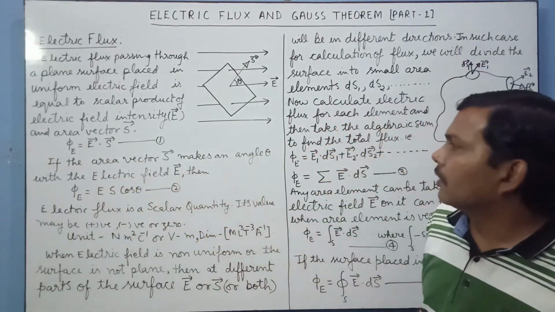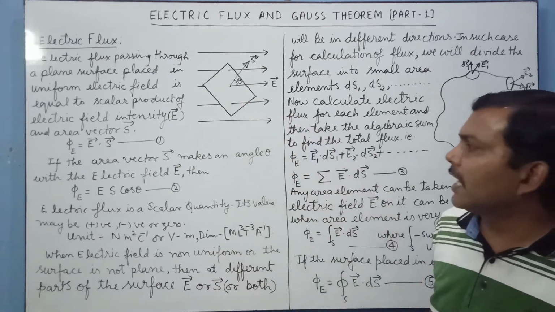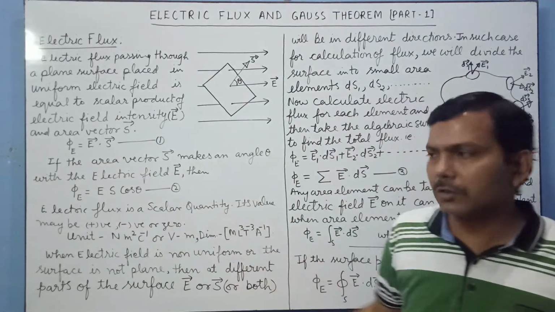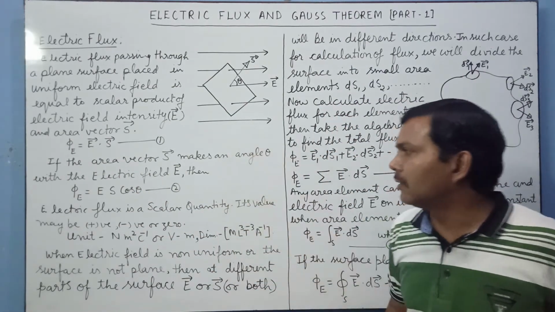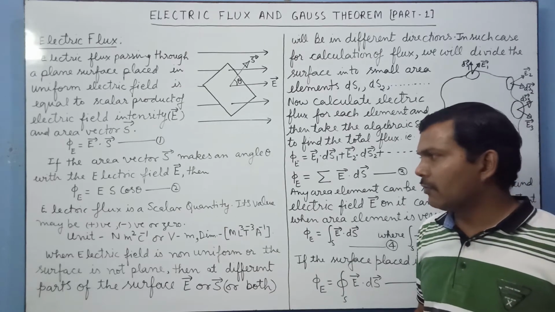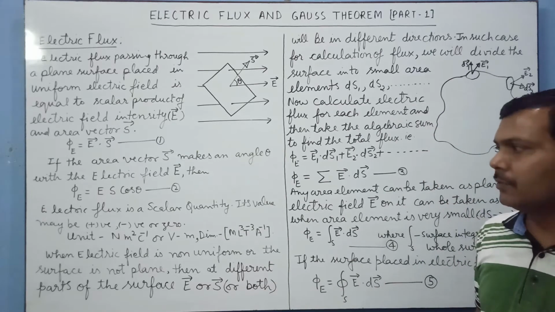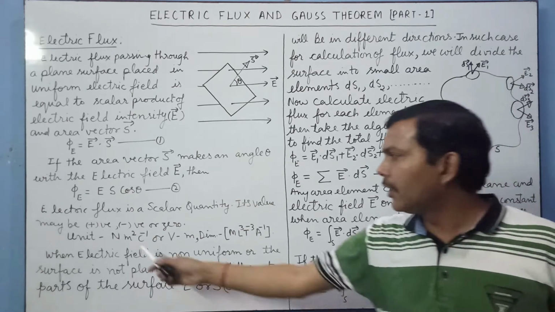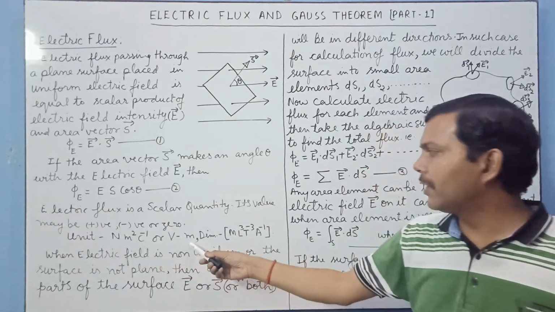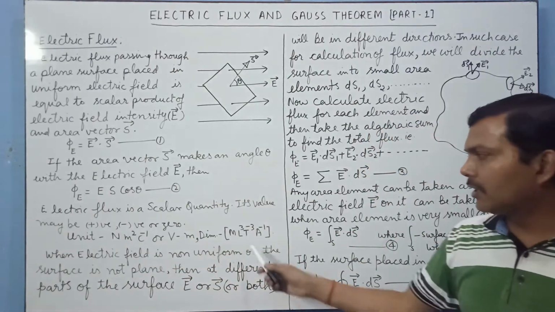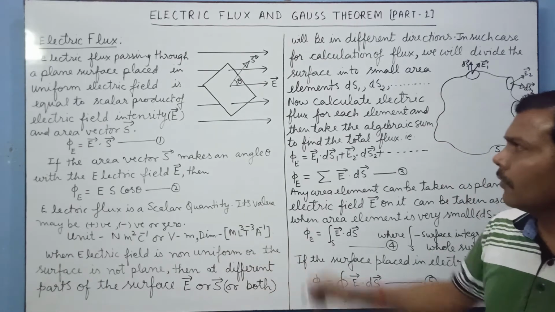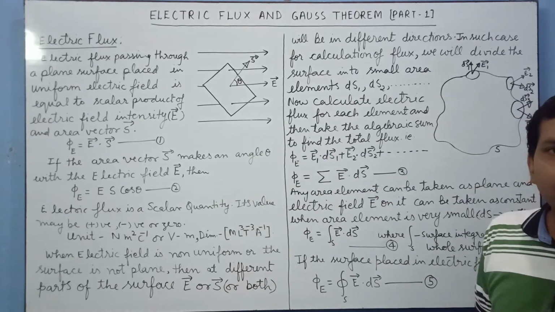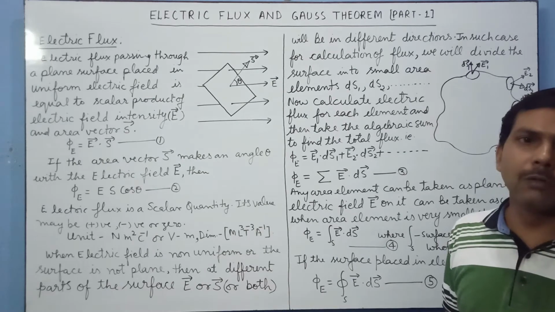If the area vector S makes an angle theta, then as we know, E dot S will become ES cos theta. Electric flux is a scalar quantity. Its value may be positive, negative or 0. The unit of electric flux is newton meter square per coulomb or volt meter, and the dimensional formula is ML^3 T^-3 A^-1. Now here I have considered the electric field to be uniform and the area was also plane.